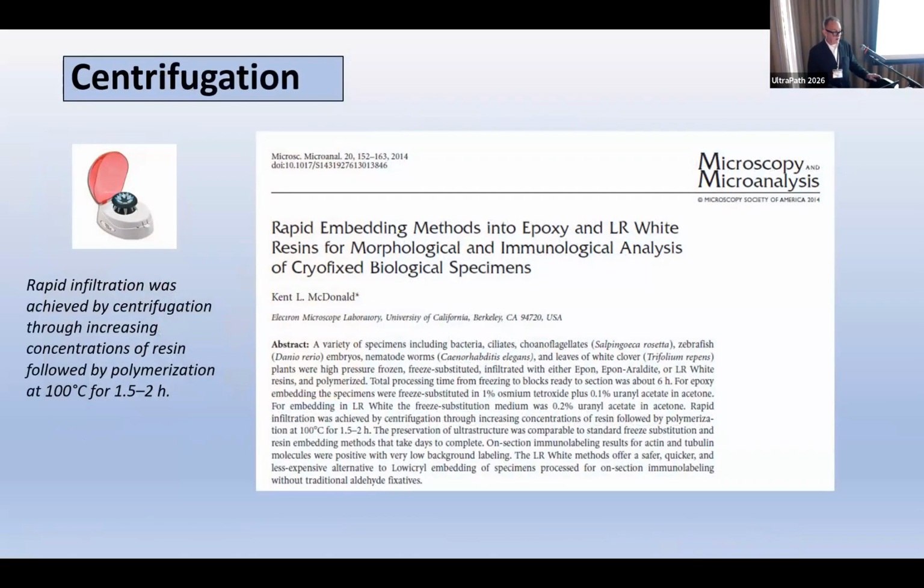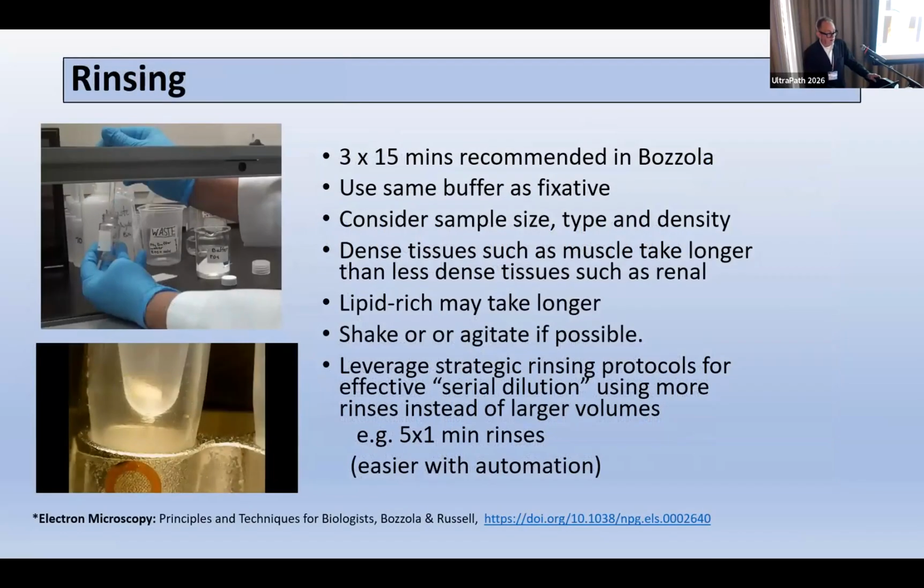Moving right along, this is an example of centrifugation that I hadn't heard of before. Ruching had mentioned it to me, and you can use rapid embedding molds into epoxy and LR White for increasing concentration of resins. This seminal work by Kent McDonald was done back in 2014, so it's a little bit old.